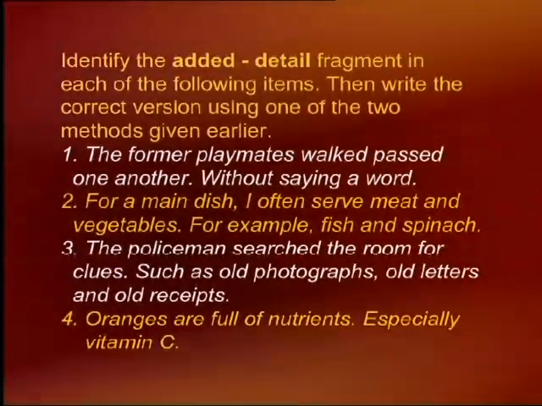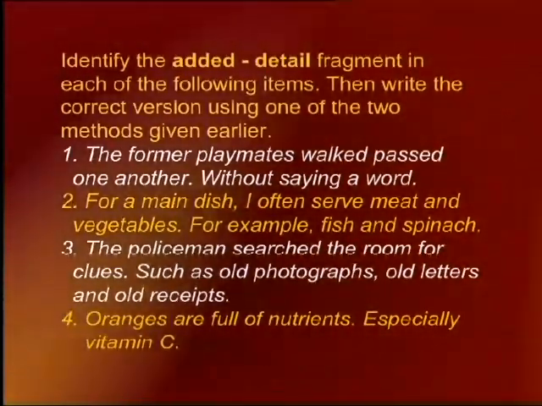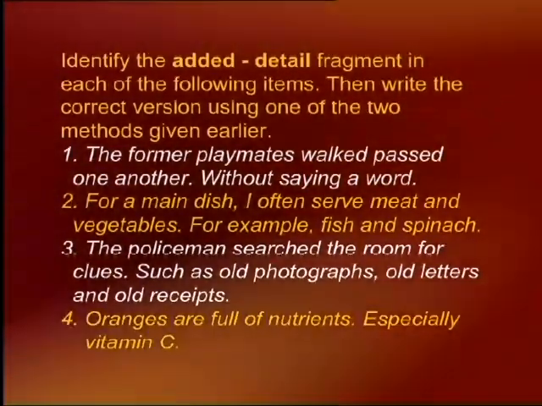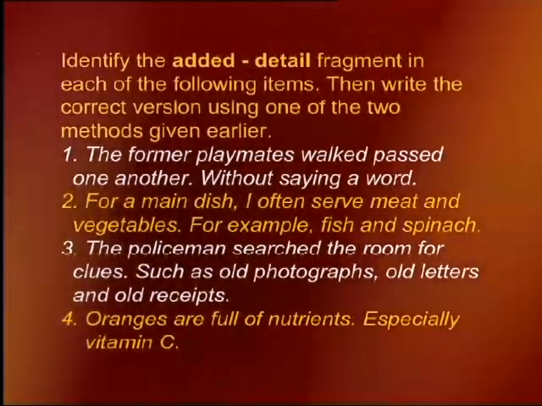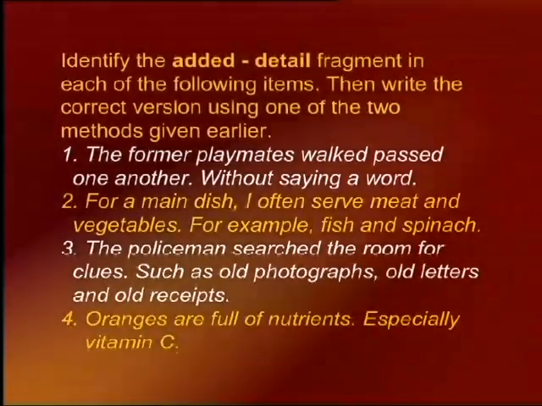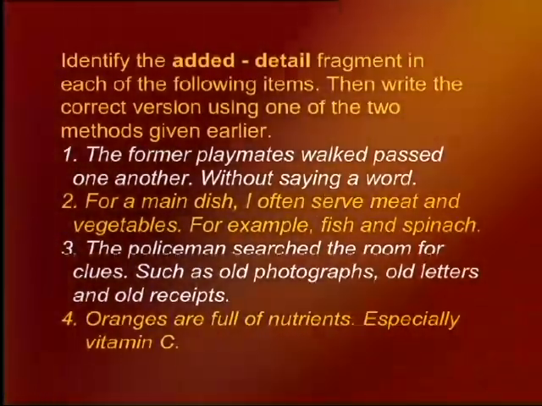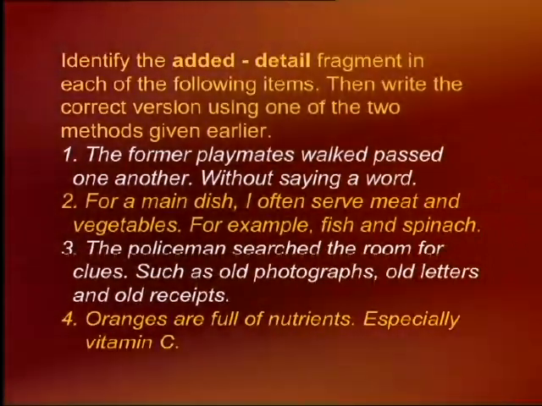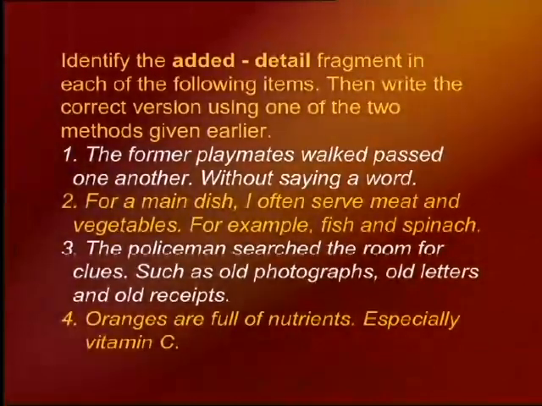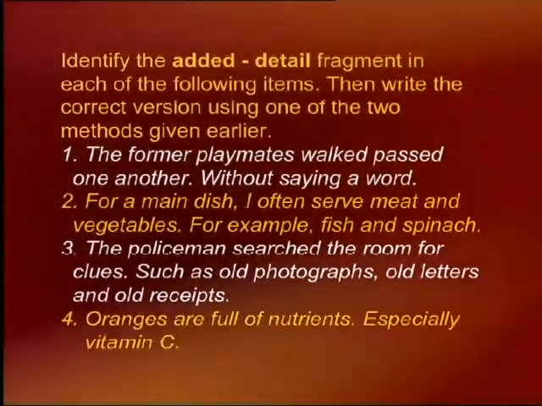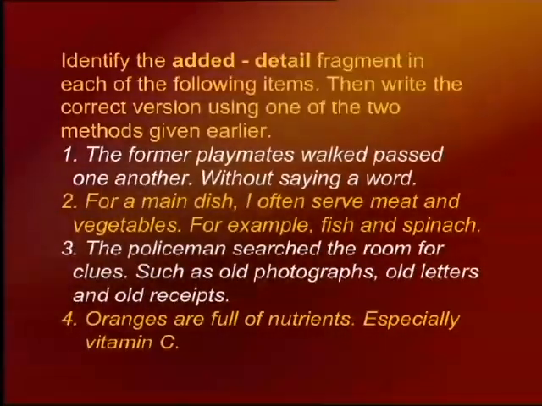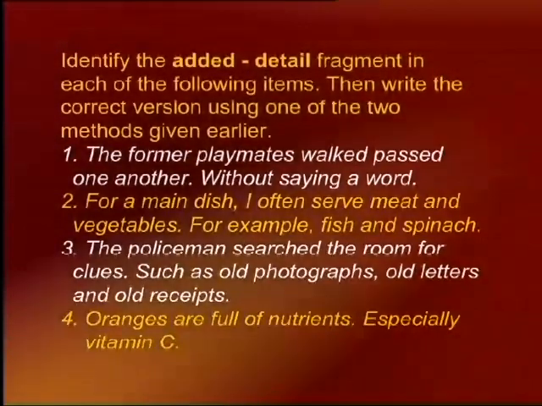Number 2: for a main dish, I often serve meat and vegetables. For example, fish and spinach. Now the phrase for example is an added detail. When you want to add something, you use the phrase for example. So you can correct this sentence by writing, for a main dish, comma, I often serve meat and vegetables, full stop.